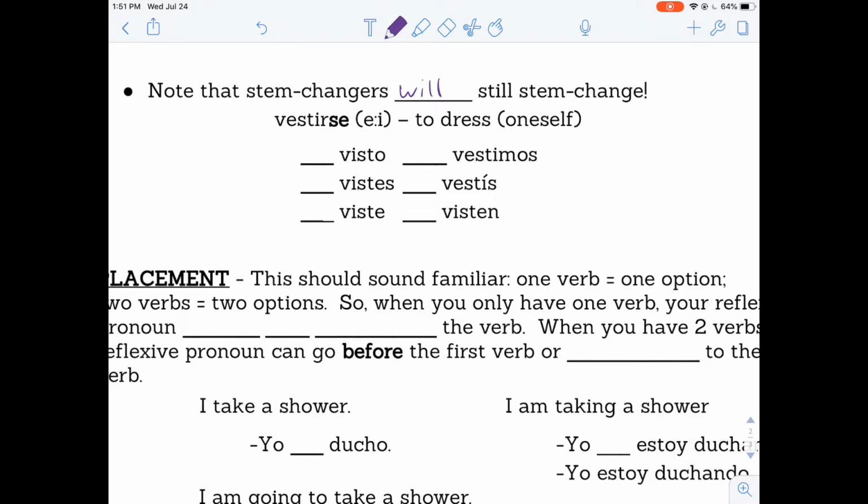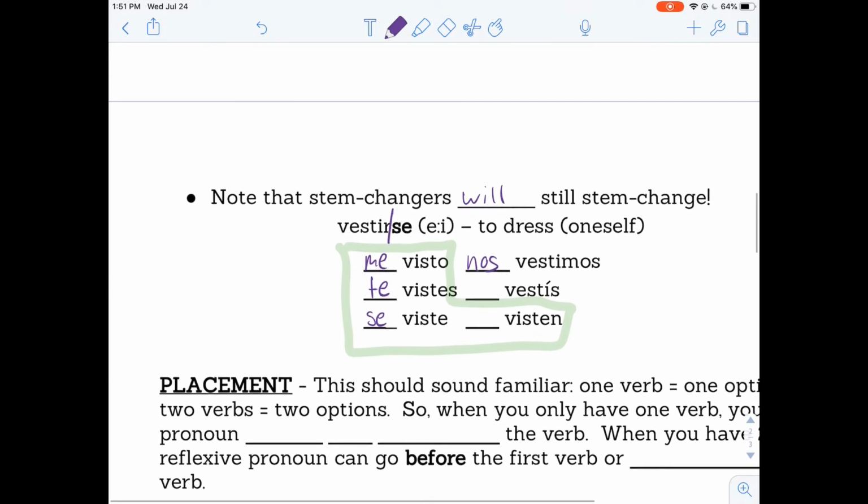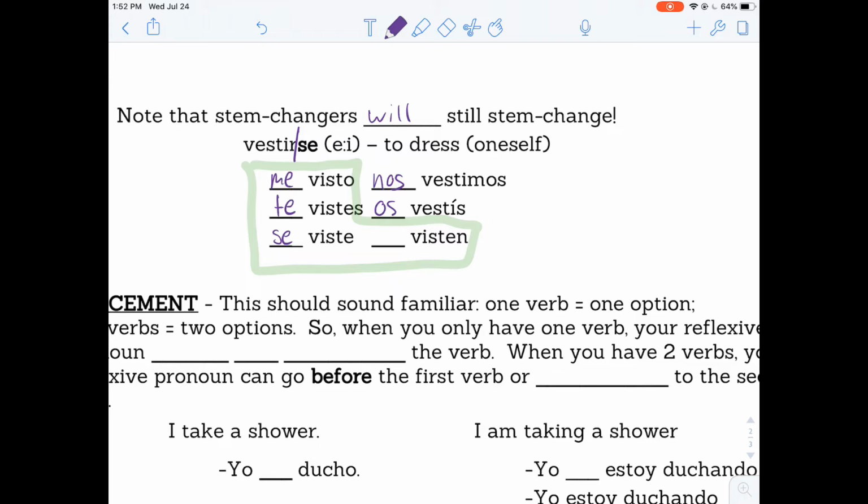So let's look at this real quick. The stem changers will still stem change. So you're going to conjugate vestir. So basically there's 2 parts there. Vestir, as you would normally in the present tense. It's an E to I stem changer, so it's visto, vistes, viste, vestimos, vestís, visten. And remember, you can see that that's all in the boot with our boot verb. And then our reflexive pronouns just go in front. Me visto, te vistes, se viste, nos vestimos. Remember, it didn't get stem change because not in the boot. Os vestís, again, not stem change, not in the boot. And then se visten.